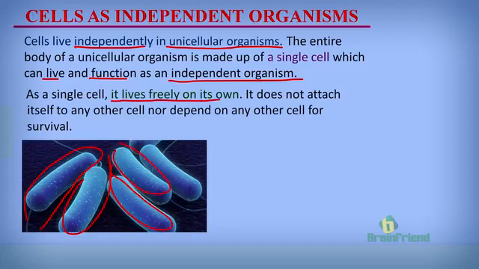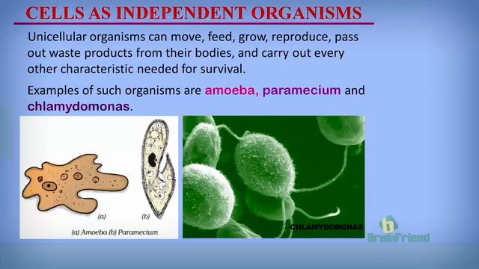These independent cells or unicellular organisms do not need to attach themselves to other cells. They don't need that. They do not depend on other cells for survival. They are able to live in their environment independently. These unicellular organisms, that's independent cells, can move, they feed, grow, reproduce, pass out waste products from their bodies, and show the various characteristics of living things needed for survival.